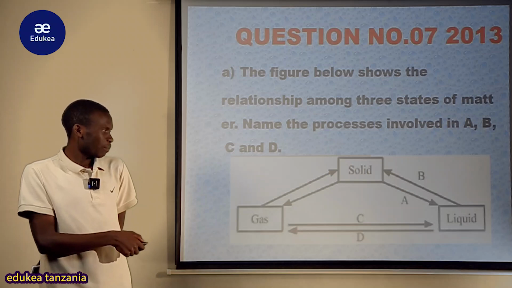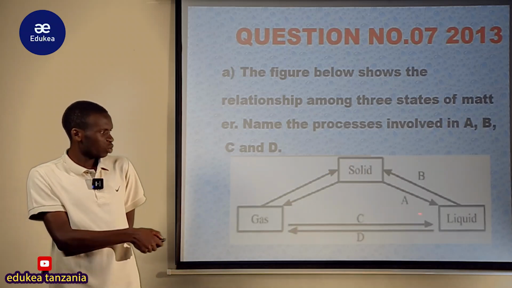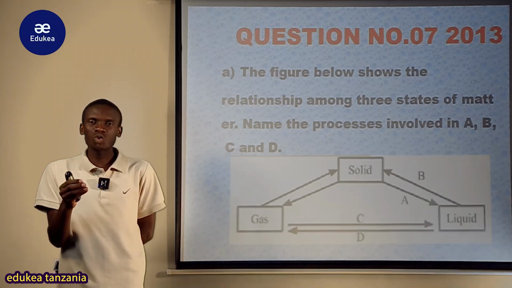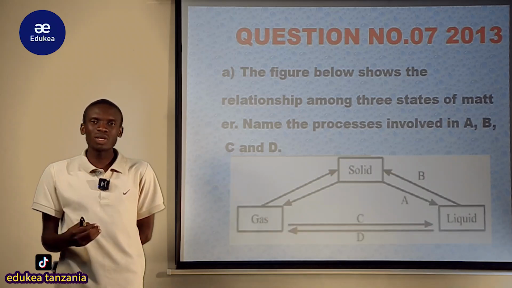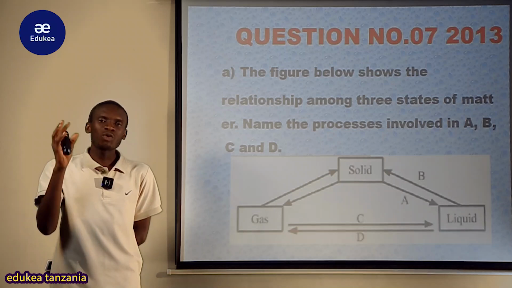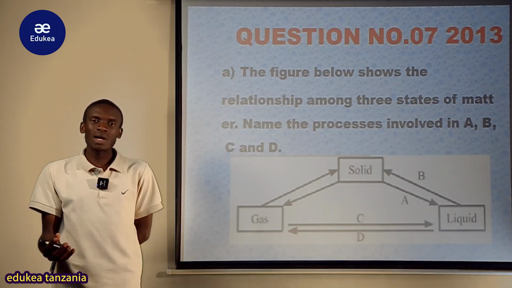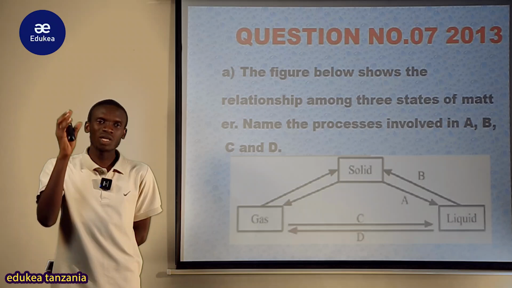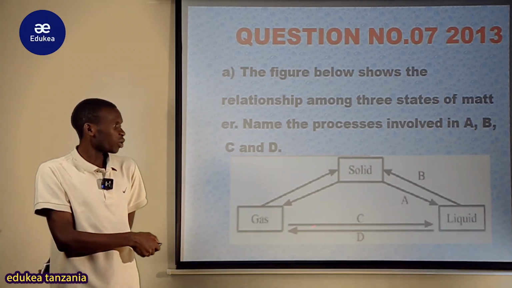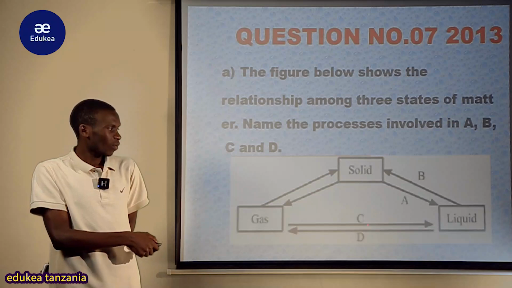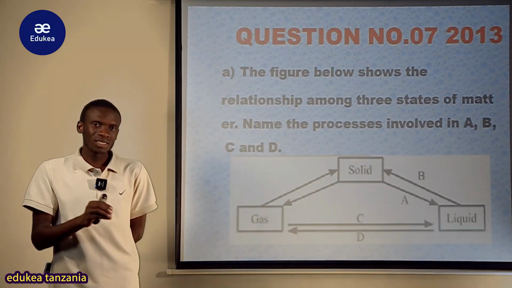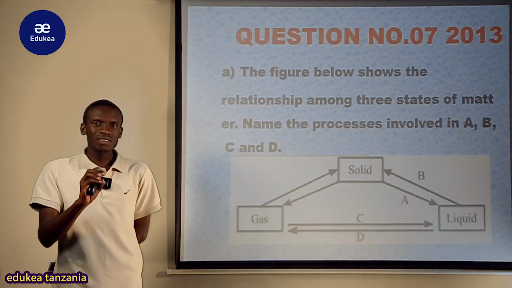After then C mshale wetu kutoka kwenye gas unaenda kwenye liquid. Gas to liquid, unachukua kwa mfano vapor inaenda form liquid. Ukiangalia kwa mfano mawingu. Maji yanatoka baharini yana vaporize yanaenda kule juu yana condense, baadaye yana change na kuja form liquid tena huko chini. Ile process ya kutoka kwenye gas kwenda kwenye liquid tumesema inaitwa condensation. Vapor inapo condense ina form liquid.